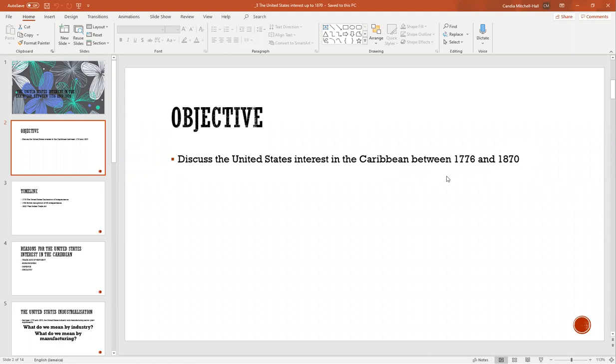Let us tell you up front. In 1776, what happened? The United States declared their independence. Very good. The 13 colonies declared themselves independent.